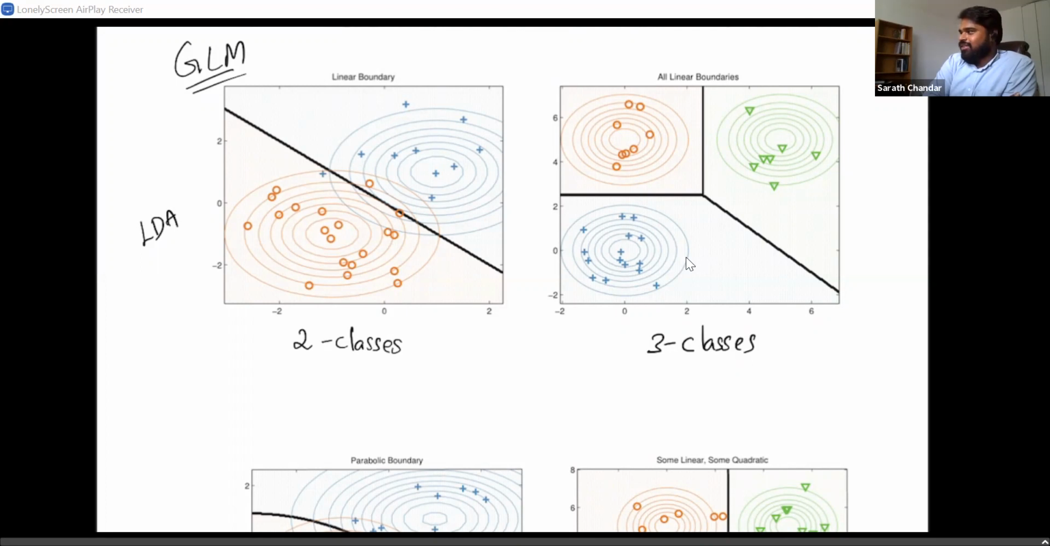Is the question not clear? Okay, so the question is, what are the 3 ways in which we could do multi-class classification? The left-hand figure is easy, right? You have 2 classes, you draw a line in between. Now we have seen multiple ways to do multi-class classification, to be precise, 3 ways. What are they?